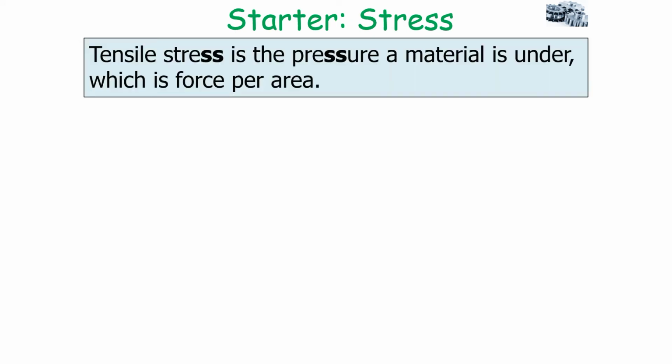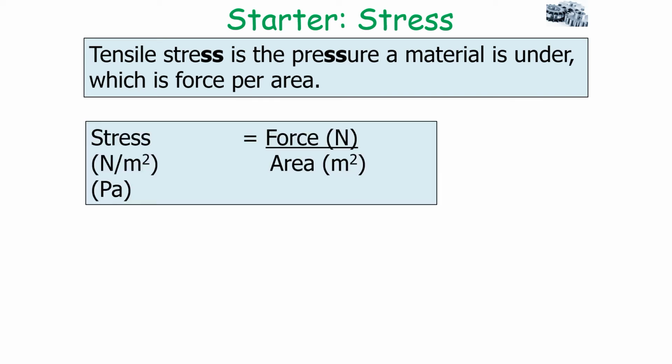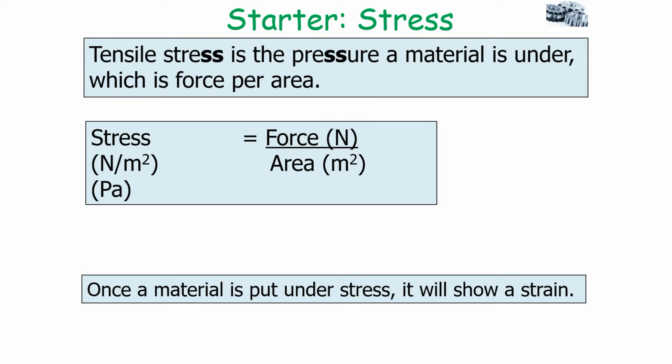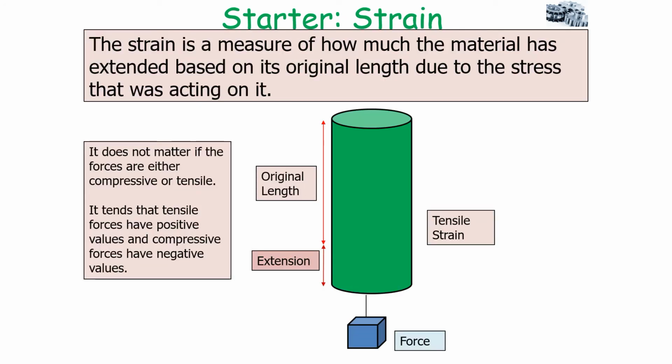So the tensile stress is the pressure a material is under, so it's the force per unit area. So stress in newtons per meter squared or pascals is equal to force in newtons over area in meters squared. Now once a material is put under stress, it will show a strain. A strain is a measure of how much a material has extended based on its original length due to the stress that was acting on it.